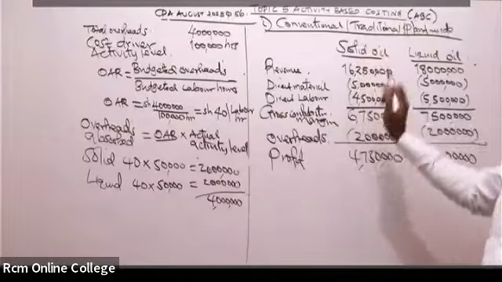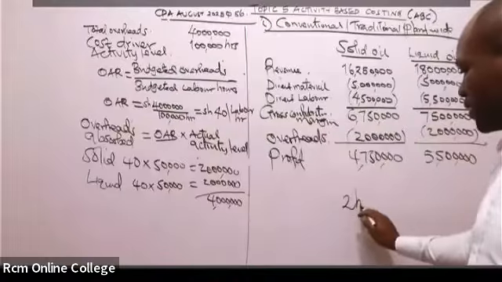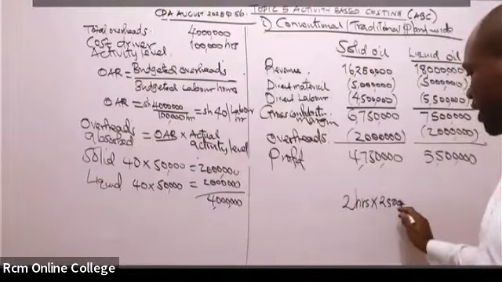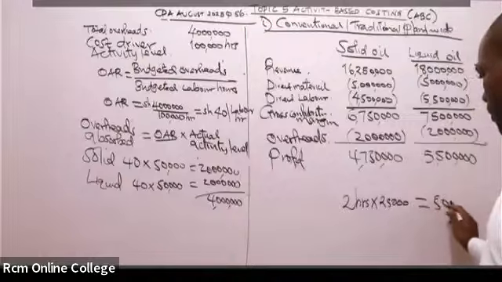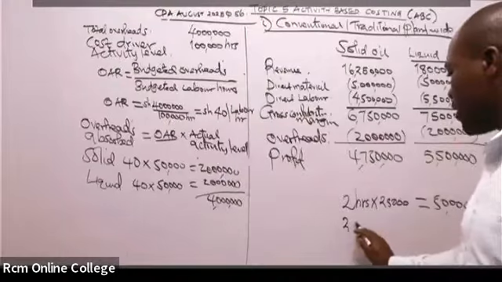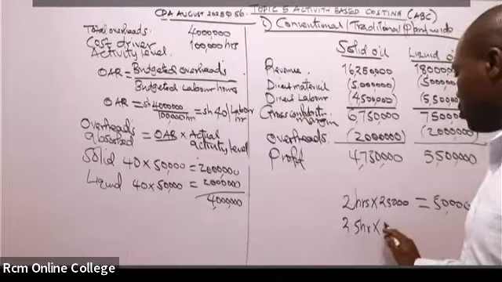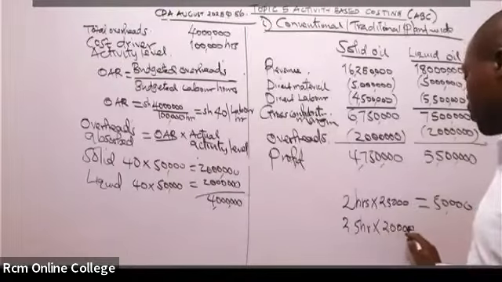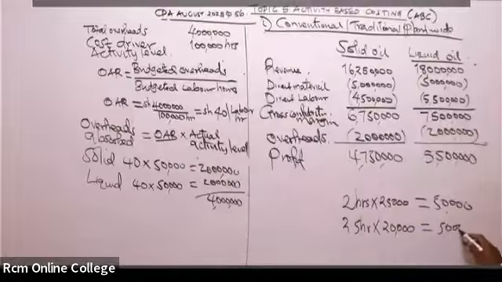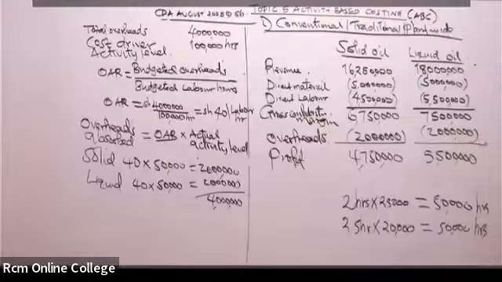One liter of the solid oil requires 2 hours of direct labor, and we are supposed to produce 25,000 liters. 1 liter of the liquid oil requires 2.5 hours, and we are supposed to produce 20,000 liters. That will give us 50,000. These are hours. Is it now clear?